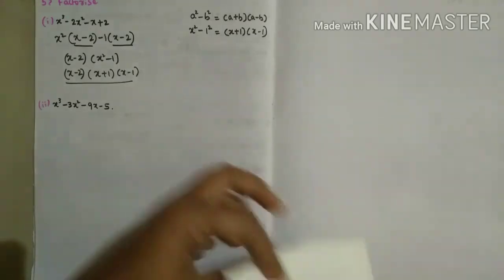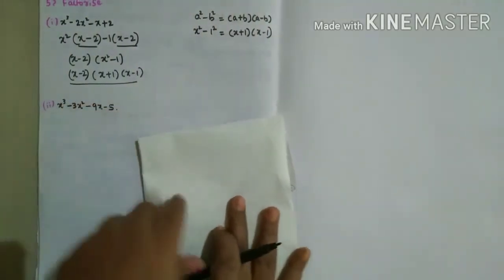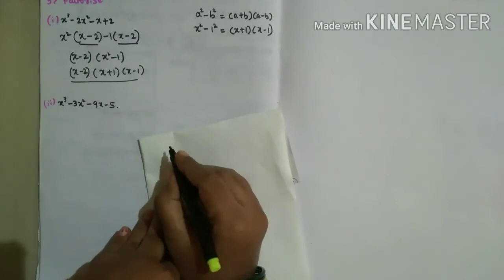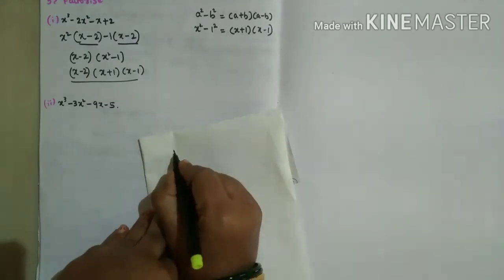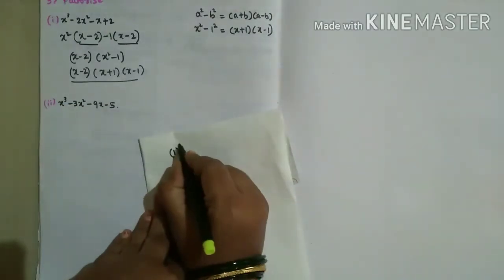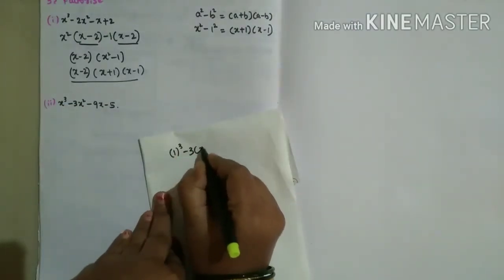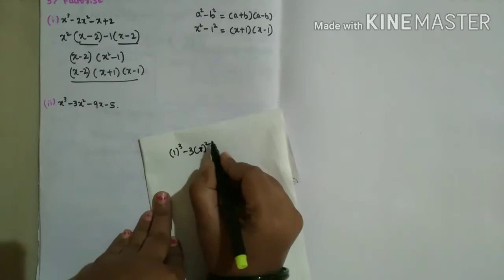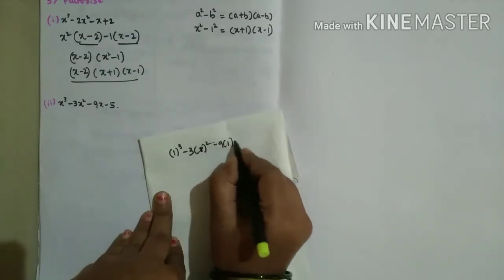If I get it, I will write it there. We don't know whether we are getting it or not, so I am just checking. In place of x I am going to substitute 1. In place of x I am substituting 1 cube minus 3 into 1 square minus 9 into 1 minus 5.